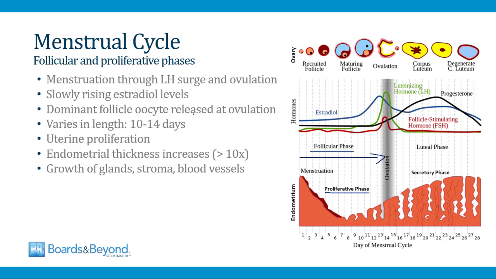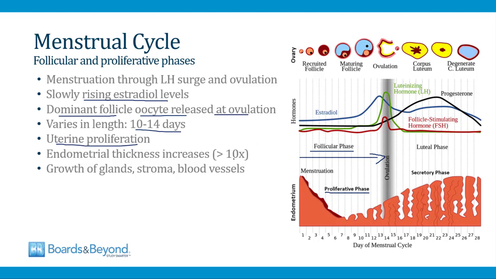The major hormonal event in the first half of the menstrual cycle is slowly rising estradiol levels. A dominant follicle will emerge and its oocyte will be released at ovulation, and that's the end of the first half of the menstrual cycle. The duration of this portion of the menstrual cycle varies in length from 10 to 14 days, and as I said, the uterus is proliferating. That's why it's called the proliferative phase.